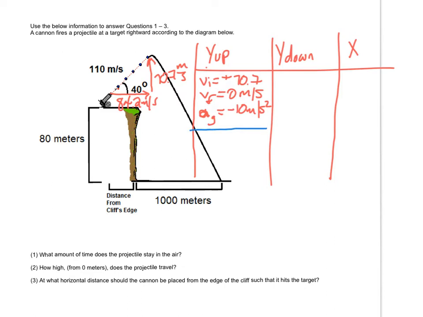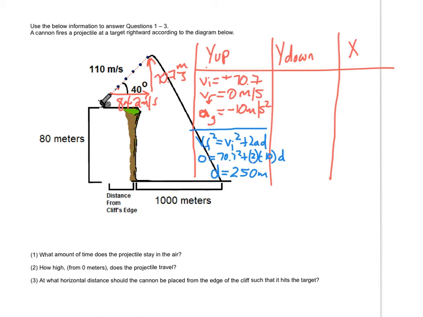Employing proper kinematics, we'll first solve for distance, using the kinematic equation Vf squared is equal to Vi squared plus 2AD. Plugged in, 0 is equal to 70.7 squared plus 2 times negative 10 times D, and D is what we're solving for. Solving all that appropriately, we land on a D value of 250 meters.